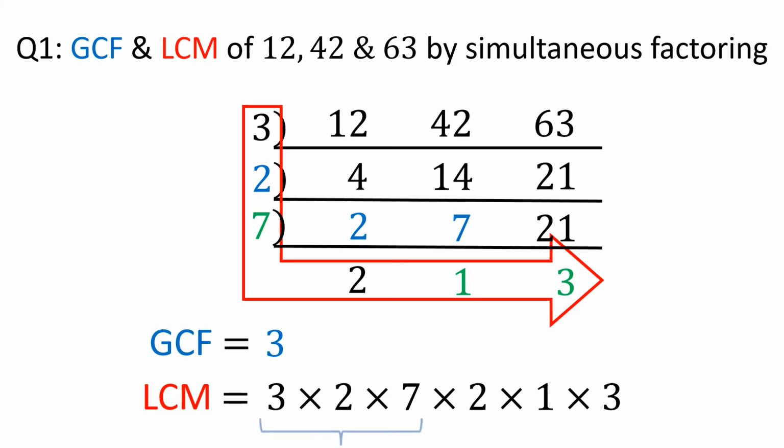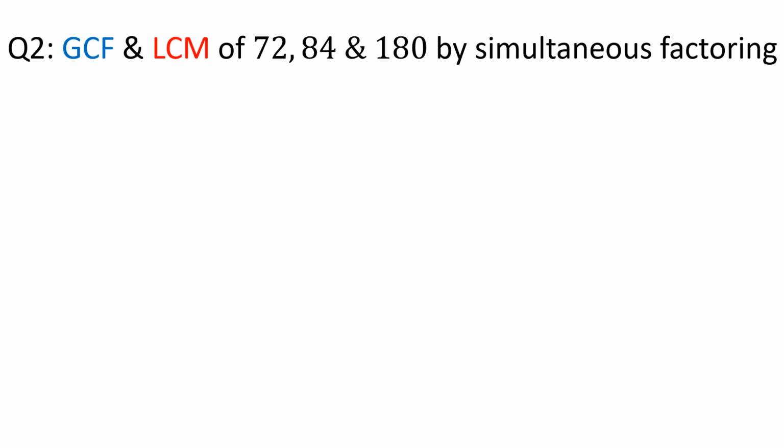3 times 2 times 7 is 42, and 2 times 1 times 3 is 6. So LCM is 42 times 6, which is 252. Let's try another question. GCF and LCM of 72, 84, and 180 by simultaneous factoring.